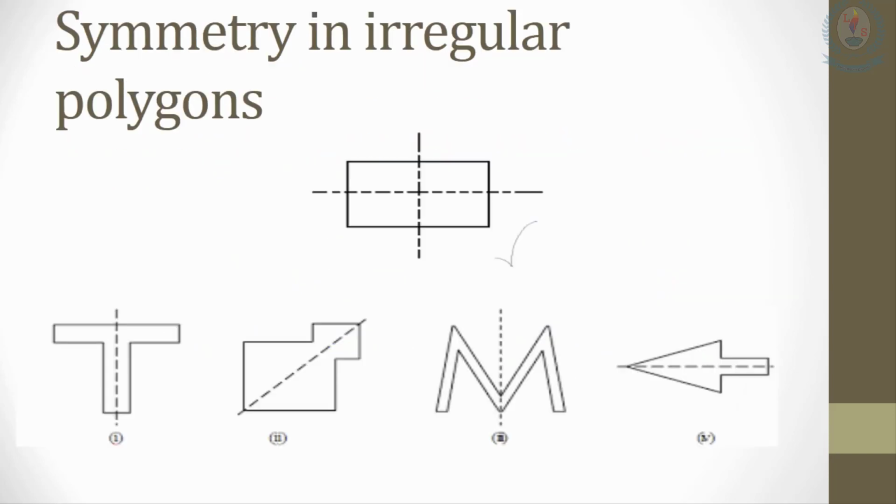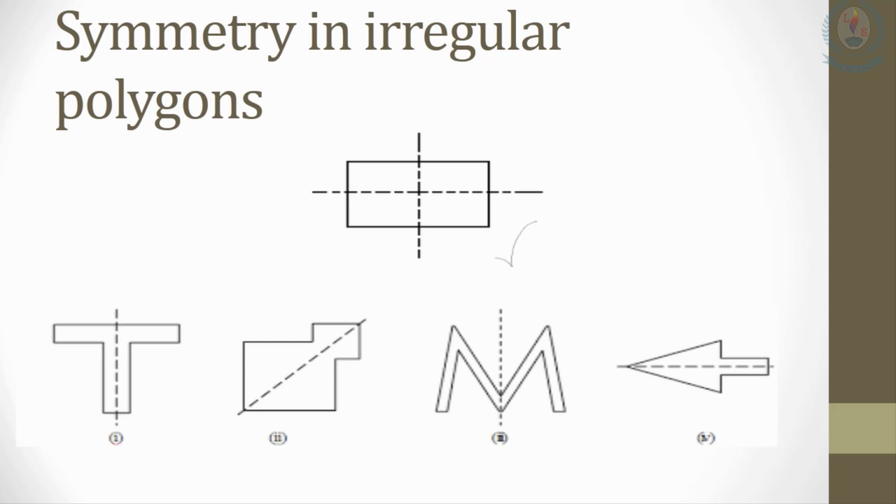Here you can see some irregular polygons and their lines of symmetry. Look at the rectangle. In the square, there are 4 lines of symmetry, but in the rectangle, there are only 2 lines of symmetry. Observe these pictures. They are irregular polygons. They all have 1 line of symmetry. The rectangle has 2 lines of symmetry. It may differ according to the figure.